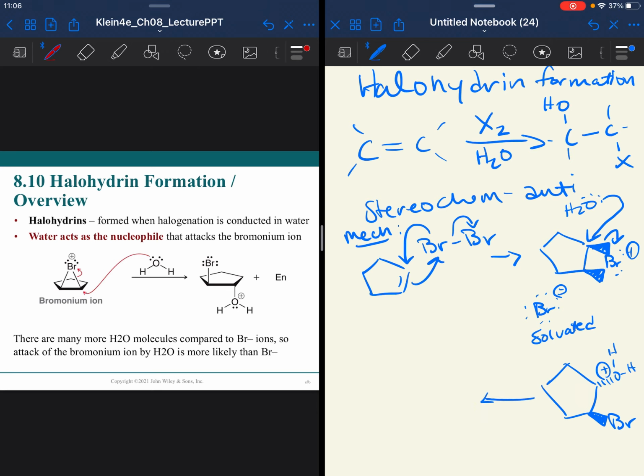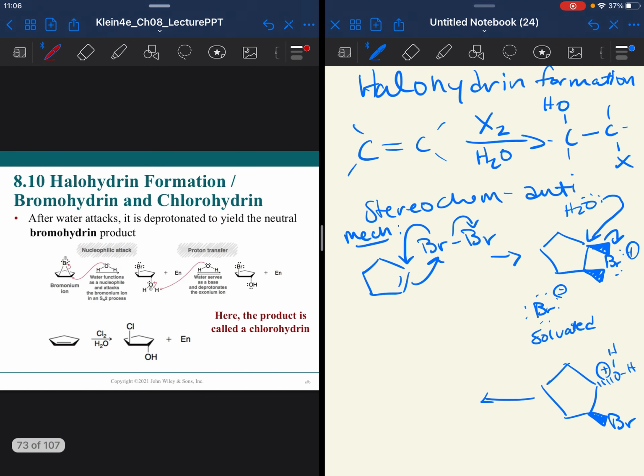So oftentimes when water acts as our nucleophile, we do have to have one final proton transfer step. So in this case, and they show you here, right, another water molecule is just going to act as our base. We don't have any strong bases around, so water can do this for us. And that is how we get our final halohydrin, right? It's got an OH group, that's the hydrin, the hydroxy group. Our halo group, the bromine.